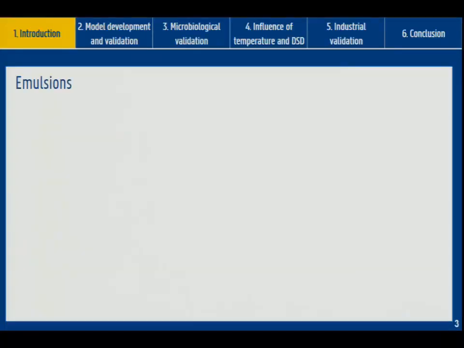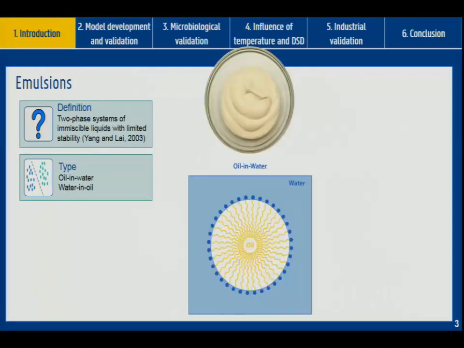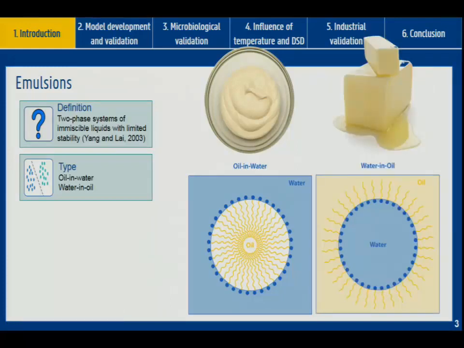I would like to tell you what are emulsions. Now, Young and Lai have defined emulsions as two-phase systems of immiscible liquids with limited stability. In this aspect, we can differentiate two types of emulsions. The first are oil and water, where the water is the continuous phase and the oil droplets are isolated. An example of this in the food industry would be mayonnaise or sauces. And the second would be water in oil emulsions, where the oil phase is the continuous phase and the water droplets are isolated inside. An example of this in the food industry would be butter or margarine.